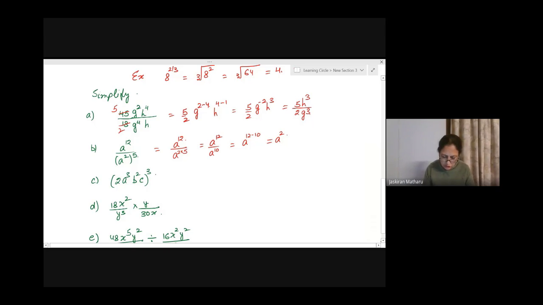We look at the next question. Here again it is a question of power of a power, and all these numbers are getting multiplied. So we can raise this power to each of these quantities inside the bracket. So this is 2 cubed, a raised to 3 into 3, b raised to 2 into 3, c cubed. So this is 8 a raised to 9, b raised to 6, c cubed.